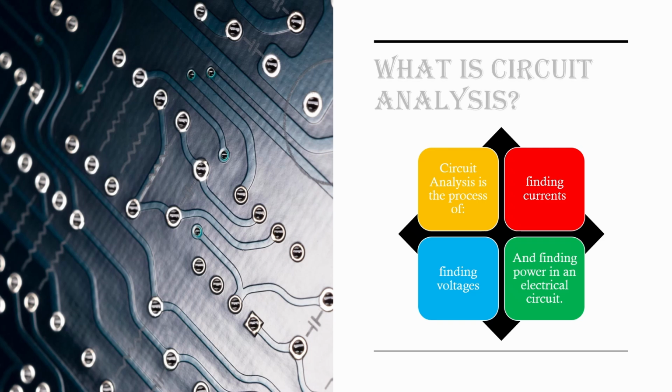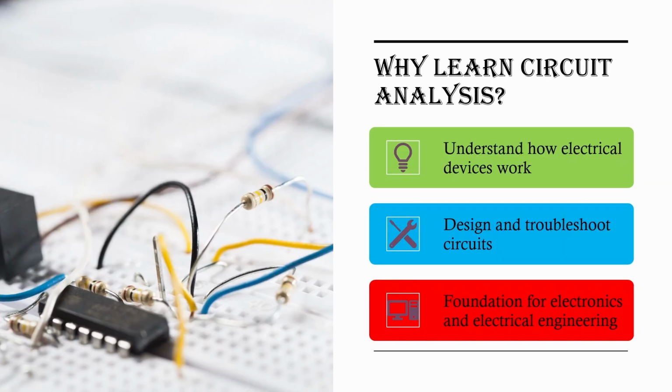What exactly is circuit analysis? To put it simply, it's like being a detective for electricity. It is the process where we look at an electrical circuit and work out three main things. We find the voltages, we calculate the currents, and we determine the power flowing through the system. Once you know these three values, you basically understand everything the circuit is doing.